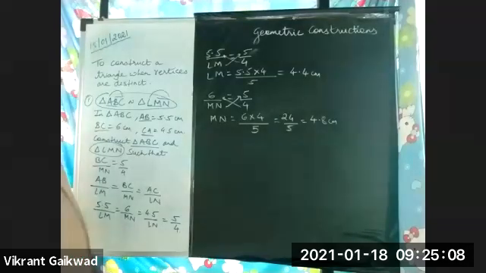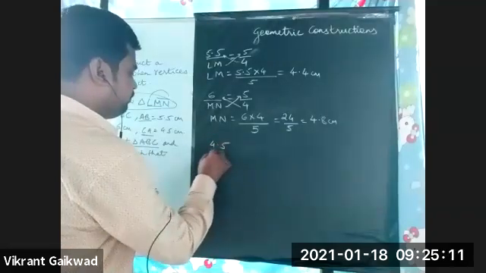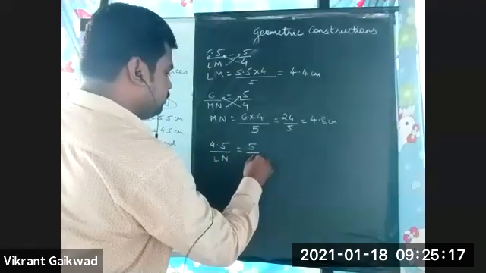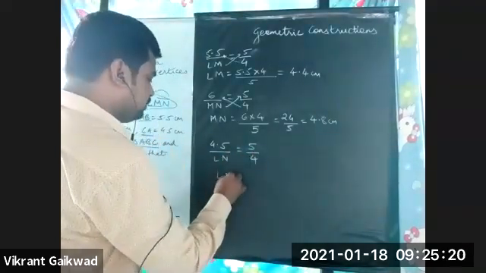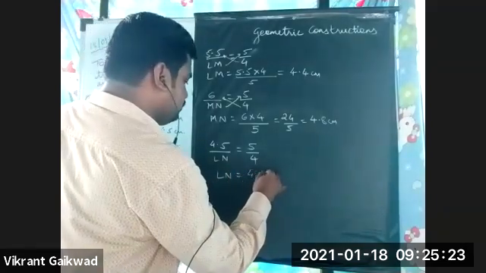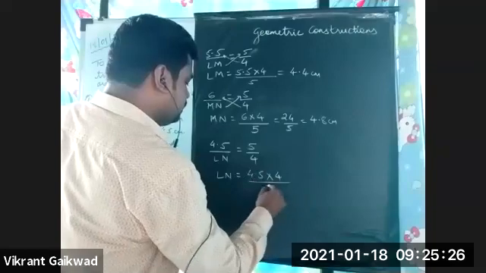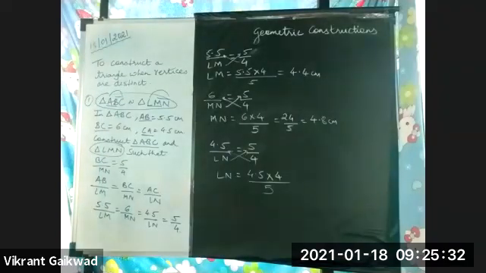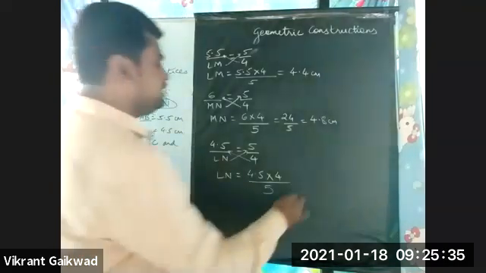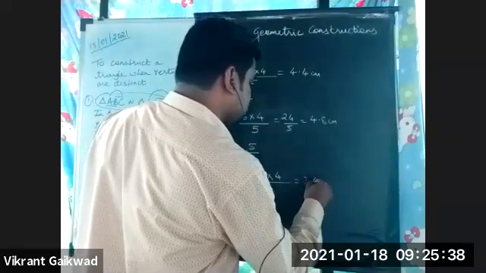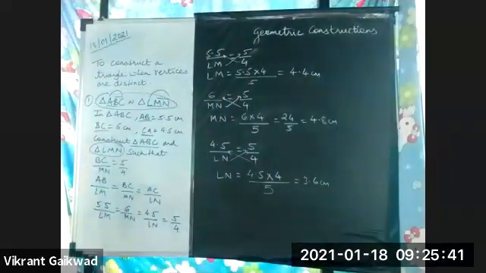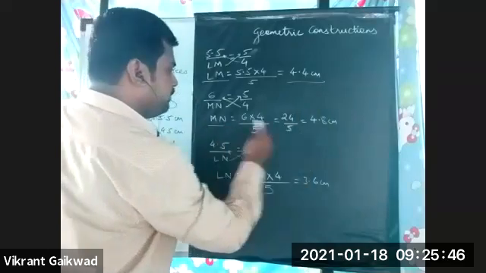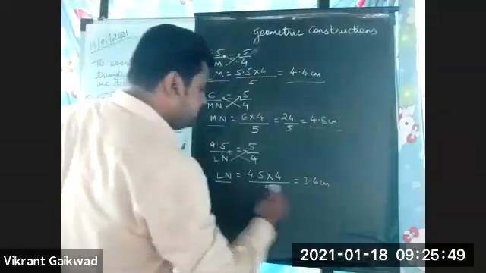For the last value of LN, check, 4.5 upon LN equals 5 upon 4. So LN equals 4.5 into 4 divided by 5. Again the same thing, we're going to cross multiply. So you'll get this answer as 3.6 centimeters. Check. Now LM 4.4, MN 4.8, LN 3.6.